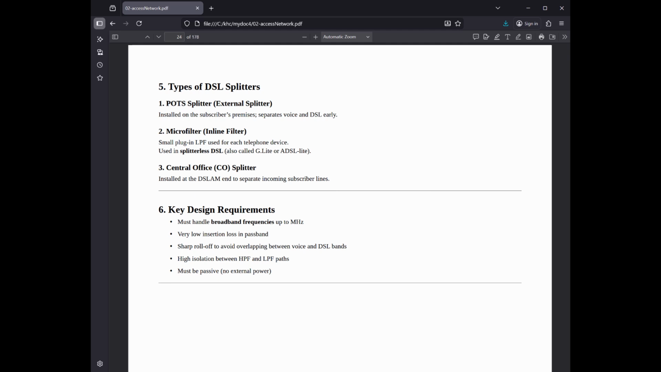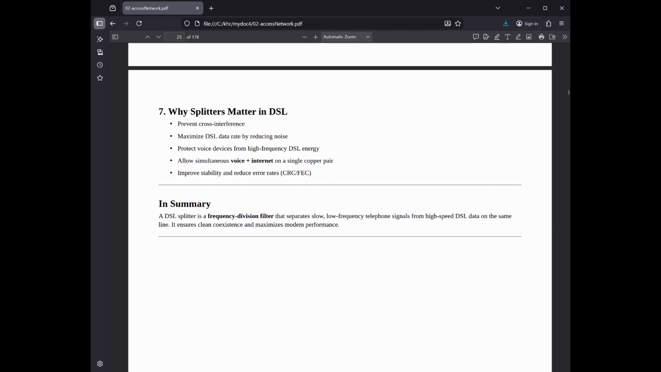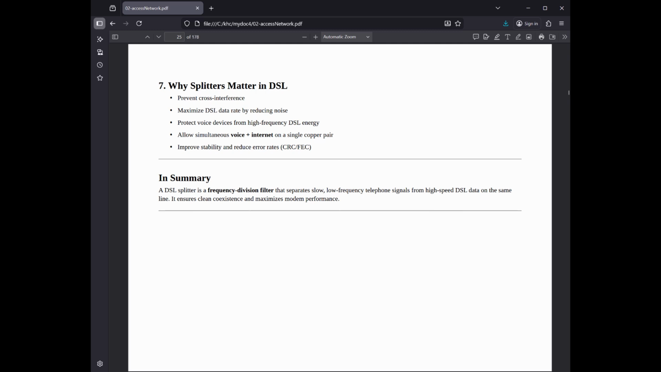Importance of splitters in DSL telecommunications. Splitters are vital because they allow high-speed data and traditional voice services to share the same copper wire without degrading each other's performance. Their importance is categorized into three main areas: 1. Preventing signal interference. Voice protection: without a splitter, the high-frequency DSL signal, up to 30 MHz for VDSL2, would be audible as a persistent hiss, static, or humming on a standard telephone handset.